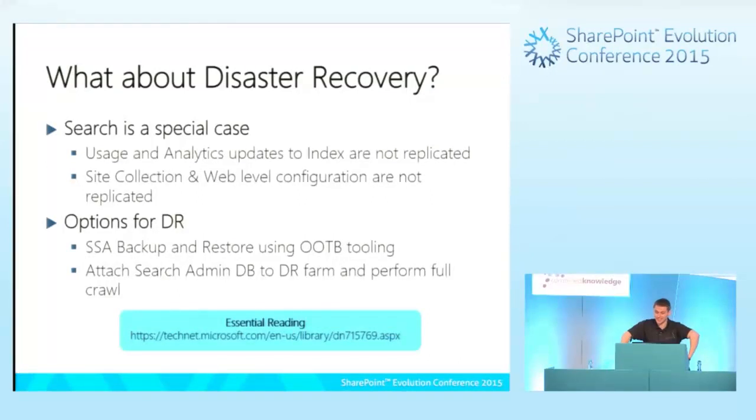So the options, which are not great, are either to use the out-of-the-box backup and restore tooling, which in addition to backing up the SQL databases, will also back up the index. The problem with that is if you've got a very large environment, backup could take a long time to execute and could potentially affect the performance of the production farm. The other option is to attach the search admin database to the disaster recovery farm and provision new databases for the others. But the downside to that is that you need to perform a full crawl.